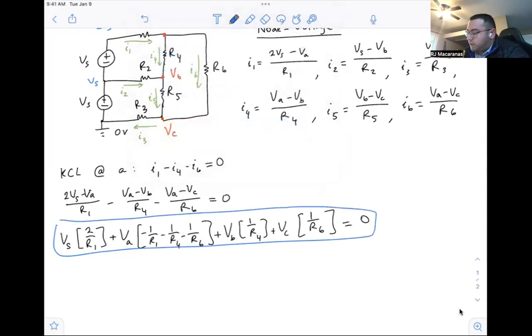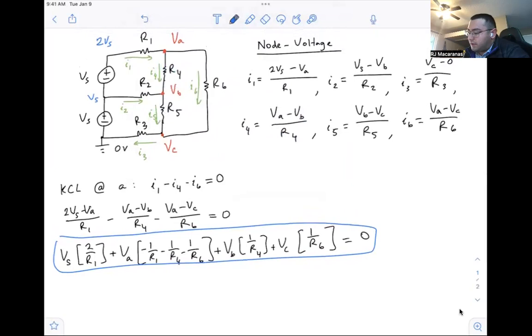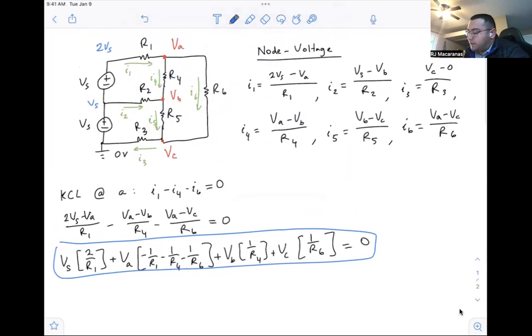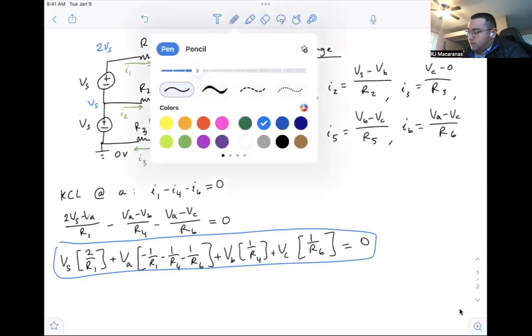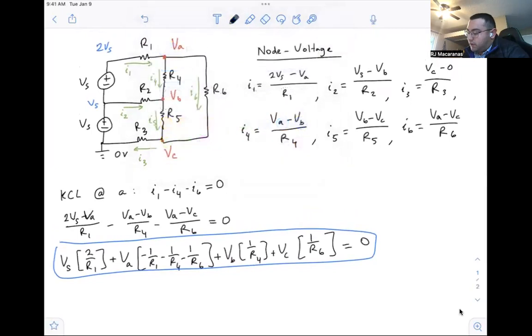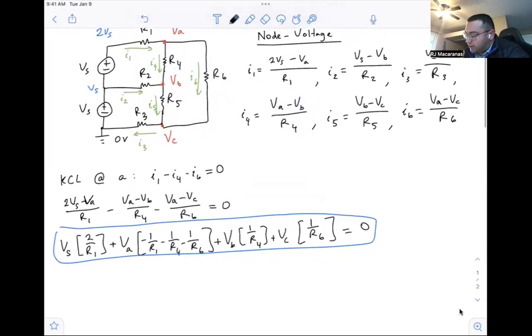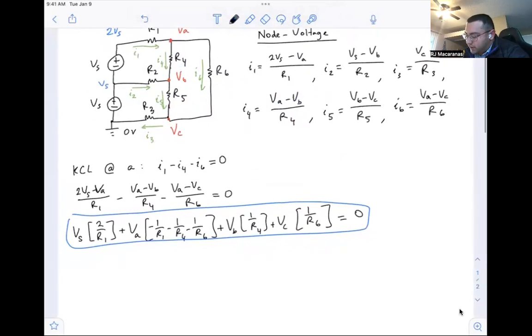All right, so we're going to end up with this system of equations. So we've got these three unknown nodes, and we're writing out the KCL equations for each node so that we can get a system of equations and solve for the three unknowns. And so our next step is to do a KCL at B. So at node B, we've got I4 going in, I2 going in, and I5 coming out. We get I2 plus I4 minus I5 equal to 0.